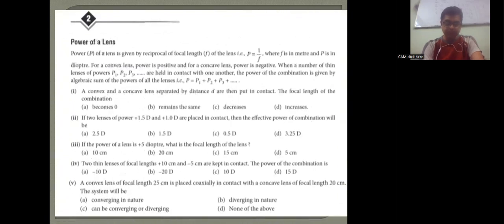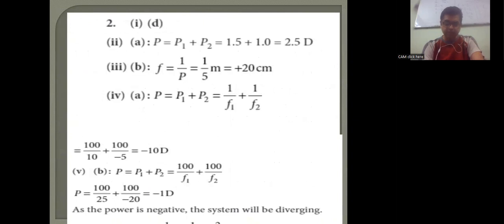Fifth says a convex lens of focal length 25 centimeters is coaxially in contact with concave lens. Again, 1 by f equals to 1 by f1 plus 1 by f2, apply. So you will get combined power or combined focal length. If focal length is coming out to be negative or power is coming out to be negative, the system is diverging. If it would be positive, the system will be converging.